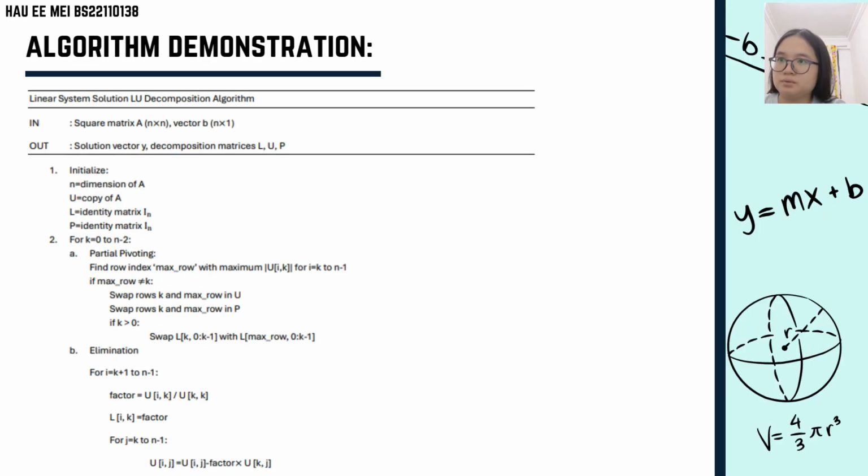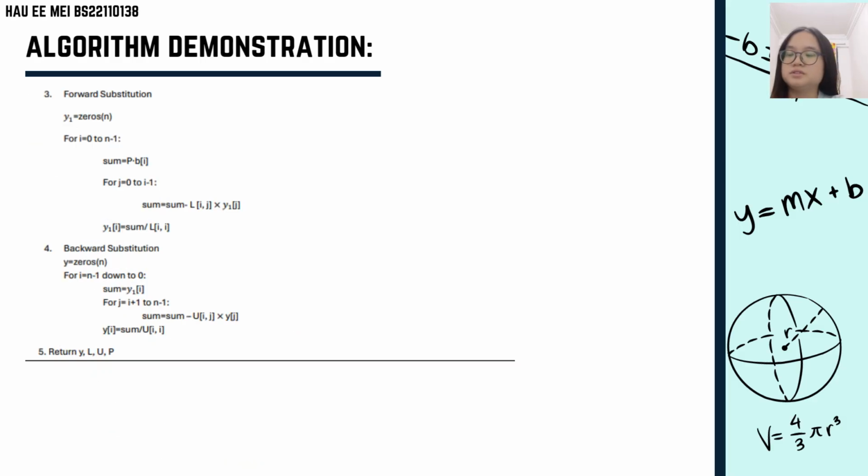In the algorithm, the input is the square matrix A, which is the coefficient matrix, and vector B is the right-hand side, and the output is the solution vector Y, which is the unknown matrix, and the decomposition matrices LUP. First we initialize N, U, L, P as the values that need to be initialized, and next we use a for loop for partial pivoting and elimination. Forward substitution finds the Z matrix, and backward substitution finds the unknown matrix, which is Y1, Y2 and Y3. At last, the algorithm returns Y, L, U, P, so we get the output.